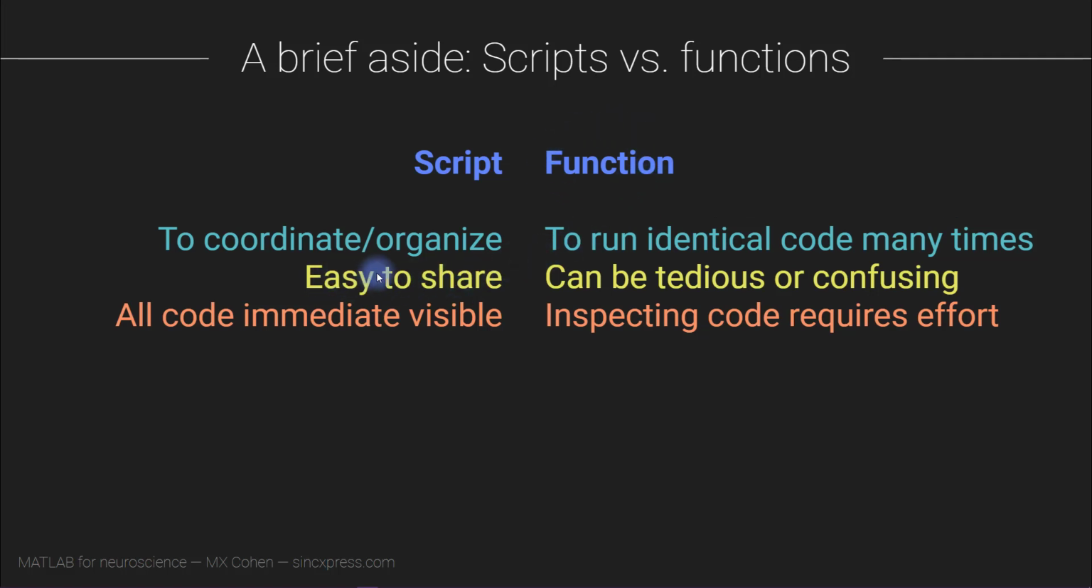Scripts are also very easy to share. You can just email someone or post a script on GitHub or any other comparable website. Functions can also be easy to share because, again, they're all also just text files. But if you're creating 50 different functions in 50 different files spread out over 20 different folders and subfolders, then having a lot of functions can become annoying and confusing. So with scripts, all of the code is literally just there right in front of you, waiting for you to inspect. All you need to do is possibly scroll through it. Functions require a little bit more effort to inspect the code. All the code is still there, but it's in a separate file. The variable names might be different and so on.